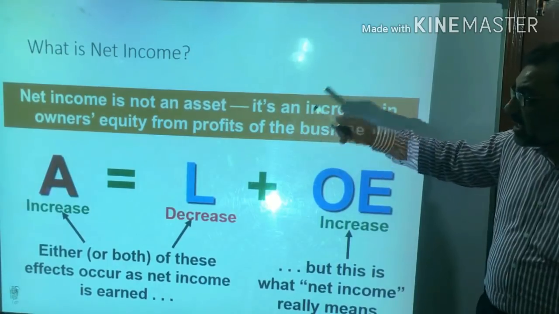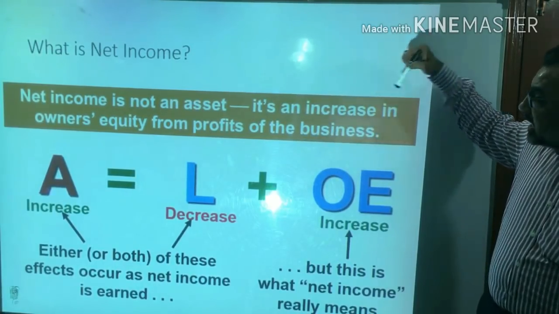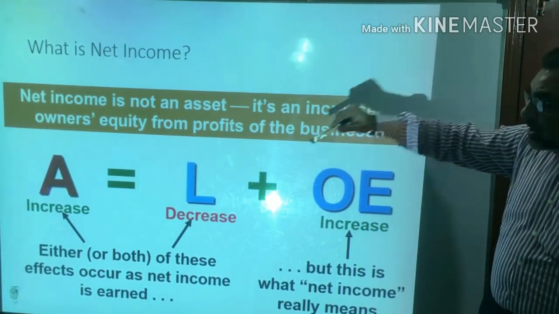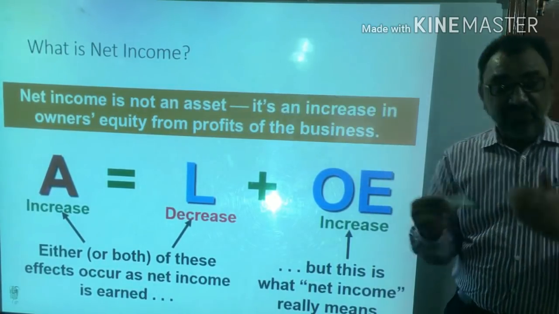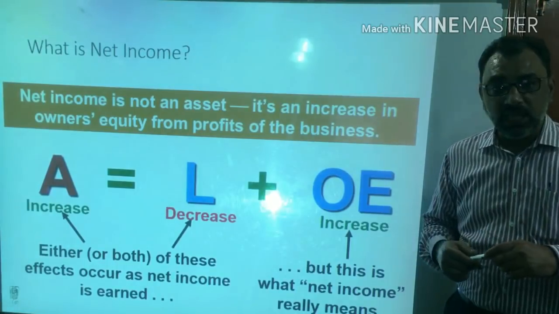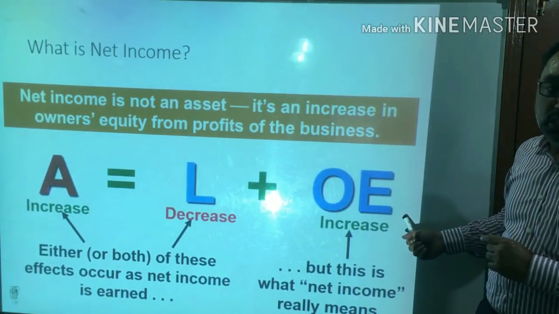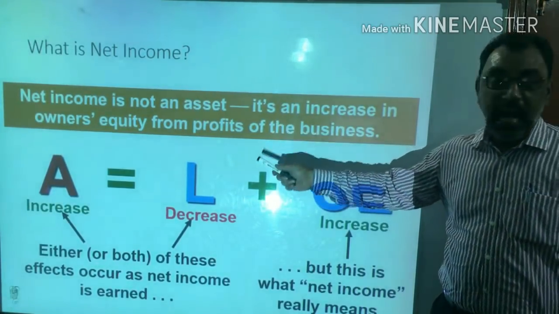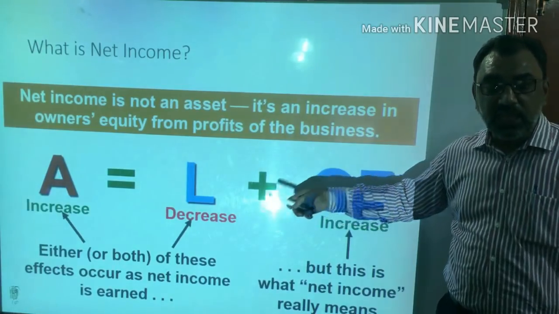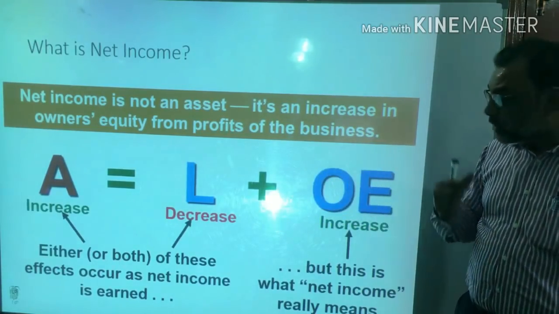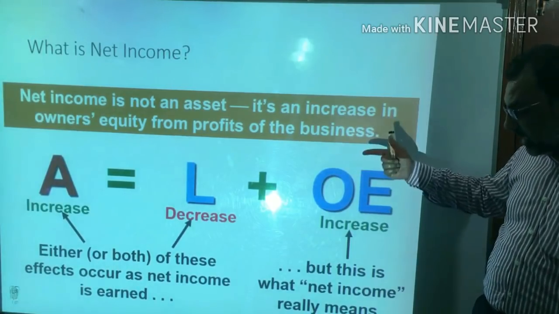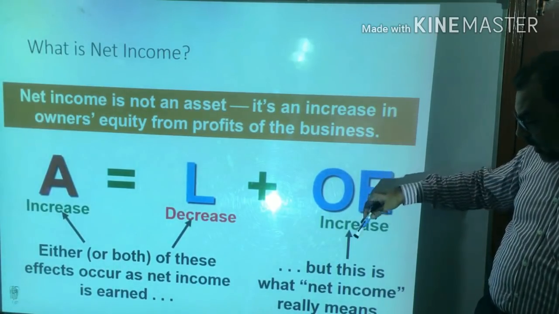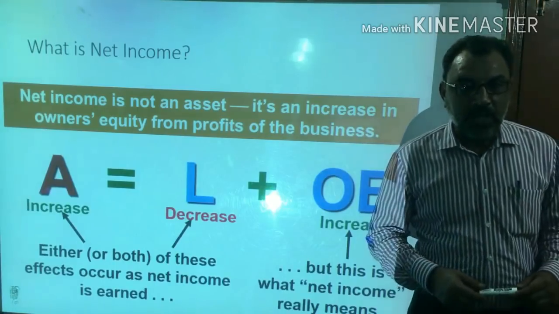So you can see that net income is not an asset, it's an increase in owner's equity. So when the asset is going to increase, the net effect of the asset is going to increase, which leads to an increase in the owner's equity, or the net effect of the liability is going to decrease and which increases the owner's equity. So you could say that either or both of these effects occur as net income is earned. But this is what net income really means.